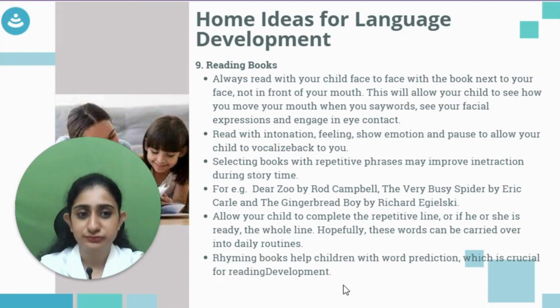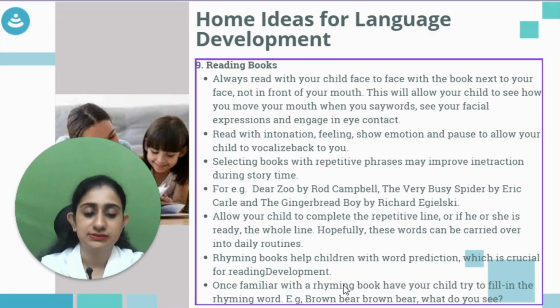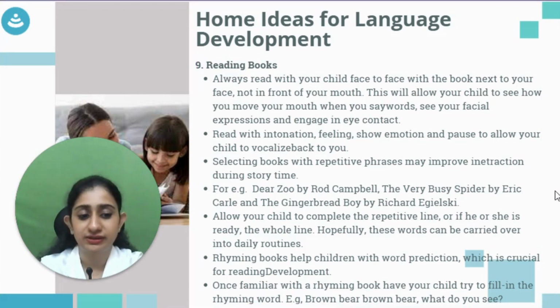Rhyming books help children with word prediction, which is crucial for reading development. Once familiar with a rhyming book, have your child try to fill in the rhyming word. Example, in the storybook Brown Bear, Brown Bear, What Do You See? Once they get used to this rhyming line, they'll be able to predict the line when it comes next.